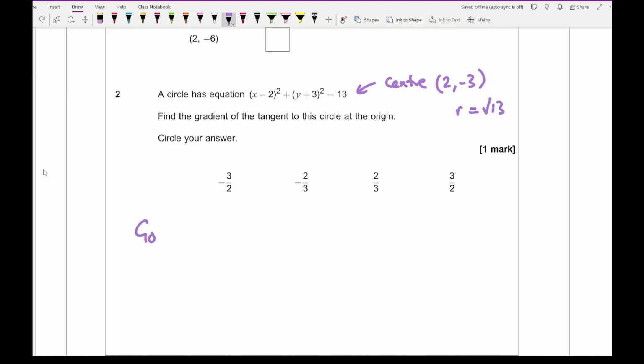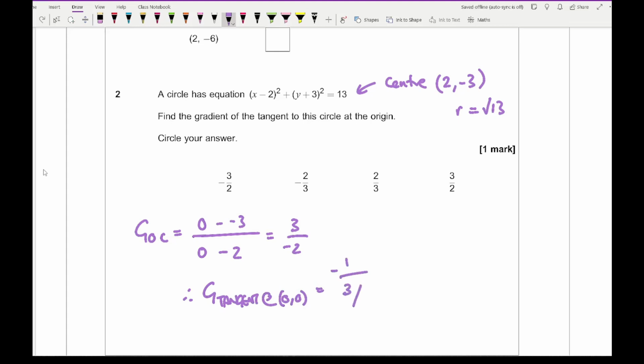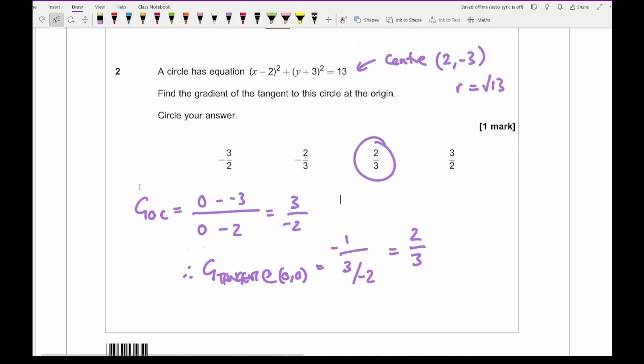Now to work out the gradient of OC, so from the origin to the centre, well, if I take the origin as being my second coordinate, then C is going to be -3, and we've got -2, which then gives us a gradient of -3 over 2. So therefore, the gradient of the tangent at the origin is going to be the negative reciprocal of this gradient. So it's going to be -1 over -3/2, so that's going to give me 2/3. So our correct answer is going to be our third option.